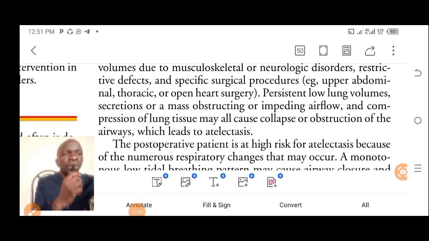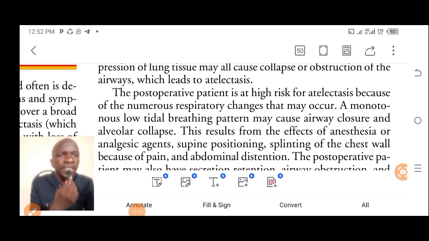Then we have persistent low lung volumes, secretions or mass obstructing or impeding airflow, and compression of lung tissue, which may all cause collapse or obstruction of the airways, which leads to atelectasis. So all these are some of the disorders that are blocking the entrance of air into the alveoli.